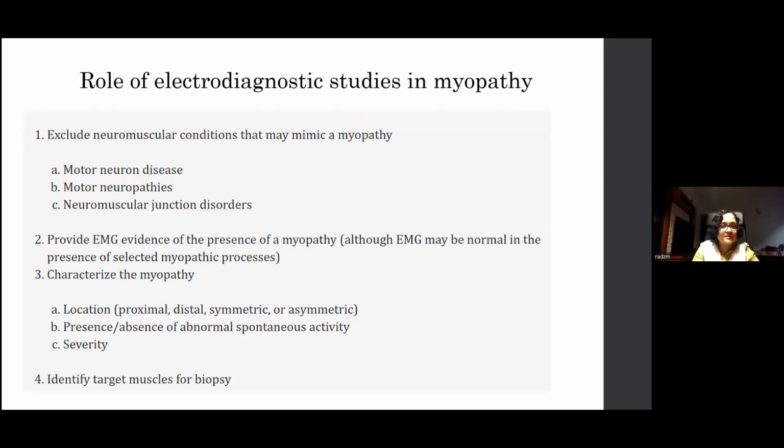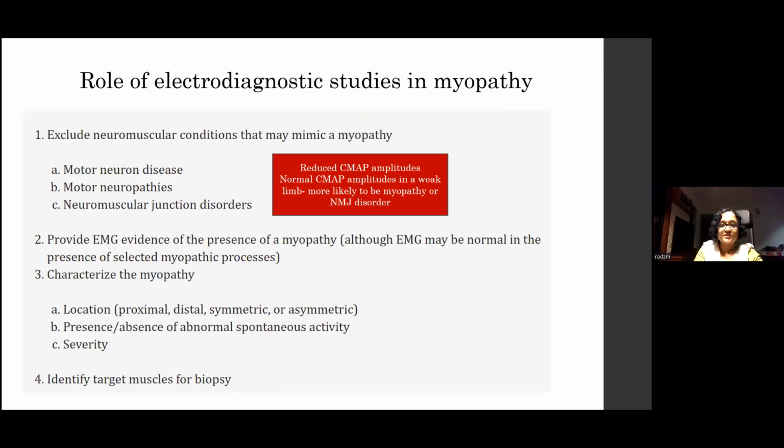So these are the quick things that you have to do: exclude neuromuscular conditions. Make sure it's not a motor neuron disease or motor neuropathies, because it's predominantly motor. And then make sure that you can show a myopathy, but EMG may be normal in some cases, as we saw before. Characterize the myopathy. Is it proximal? Is it distal? Is it symmetrical, asymmetrical? And finally, try and select a muscle for biopsy.